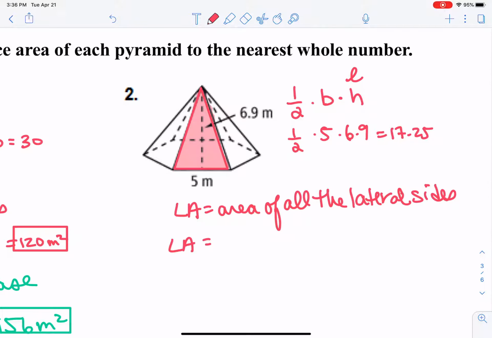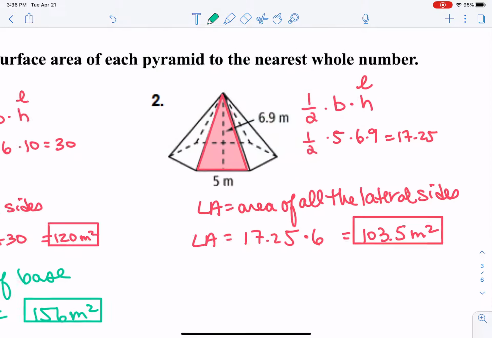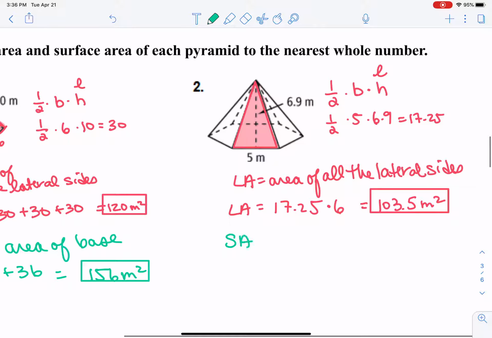So to add them all up, I'm going to add them up 6 times, or because I don't feel like writing it 6 times, I'm just going to multiply by 6. And I got 103.5 meters squared for the lateral area. So that is all 6 of those triangles on the side. I do need to add in the area of the base if I want to find the surface area. So that's the lateral area plus the area of the base.